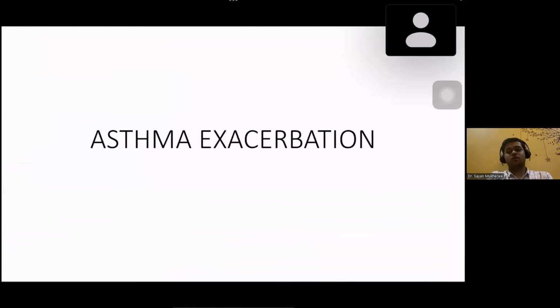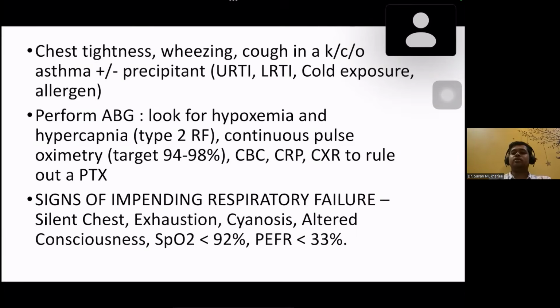Okay. Asthma exacerbation. Let's note that we are not dealing with asthma per se, just with exacerbation. Often you will have patients coming to your A&E with severe breathlessness, with wheezing, and with cough. When you inquire about the history, they'll tell you that they use some inhalers and they have asthma in their family, or they themselves have asthma and they're on medications.